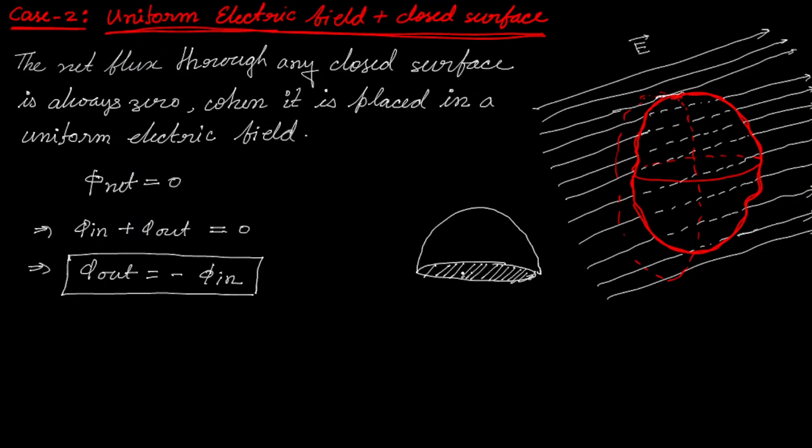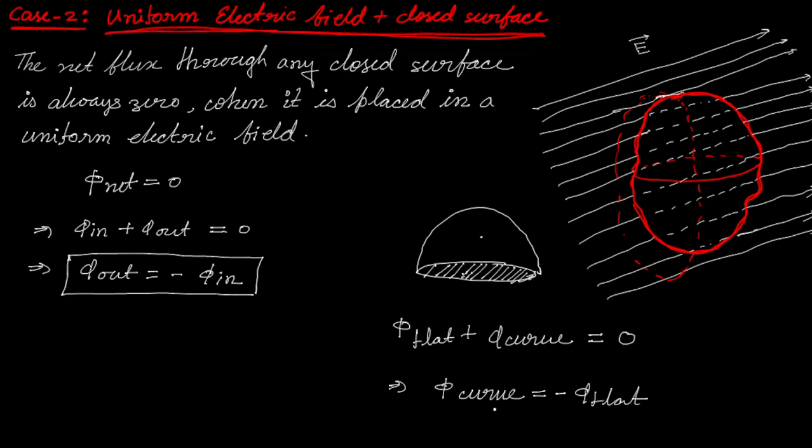For that, we can write the flux through the flat surface and the flux through the curved surface, that will be 0. So if we have this kind of situation, we can write flux through the flat surface plus flux through the curved surface, that is the net flux. And if it is placed in a uniform electric field, then the total flux will be 0 again. So from here we can write the flux through the curved surface will be exactly equal in magnitude and opposite in sign to the flux through the flat surface.